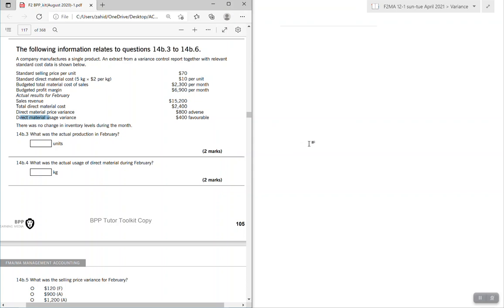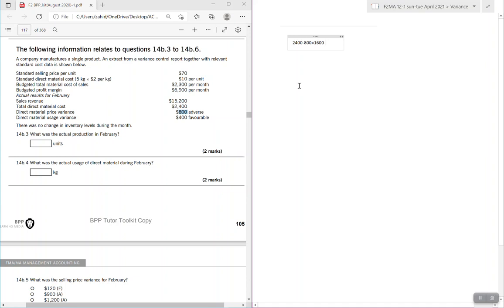Now, variances are given. From variances, we have to find the budget and actual data. So we have direct material total actual of 2,400. If we look at the price variance, it is 800 adverse, which means that this material that we bought for 2,400, we could have bought it for 800 less.